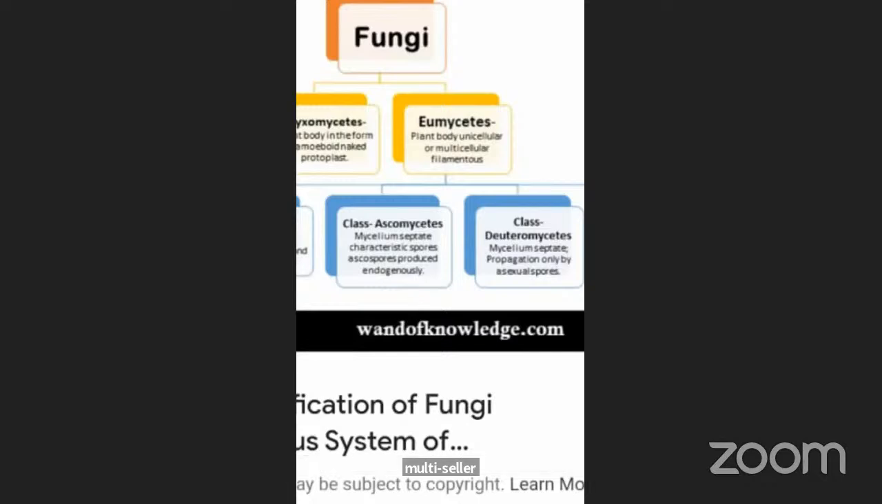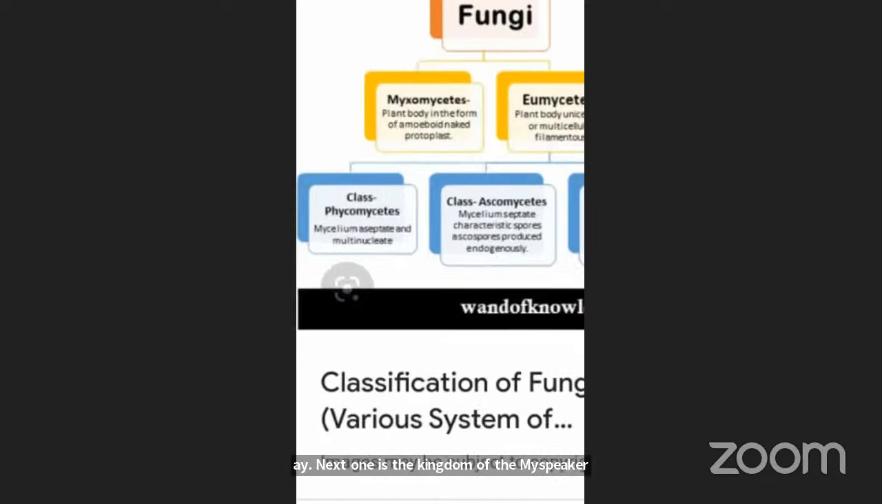Next one is the kingdom of the mycetes. The next one is the phycomycetes, whose mycelium is aseptate and multinucleate. They can be divided into Mastigomycotina, Zygomycotina, Ascomycotina, Basidiomycotina and Deuteromycotina.